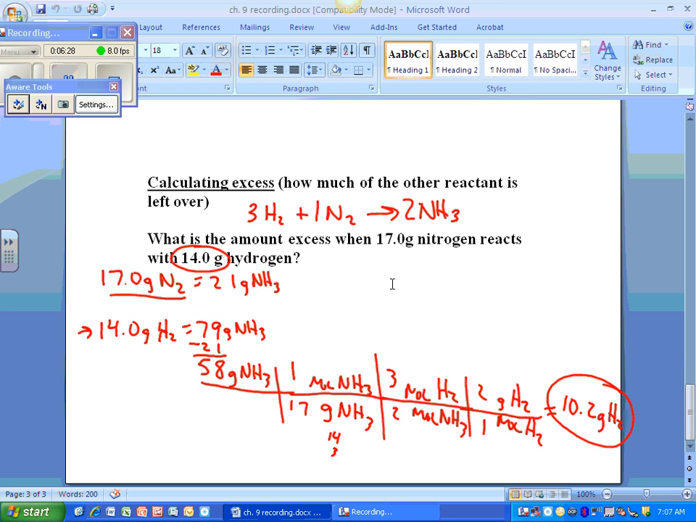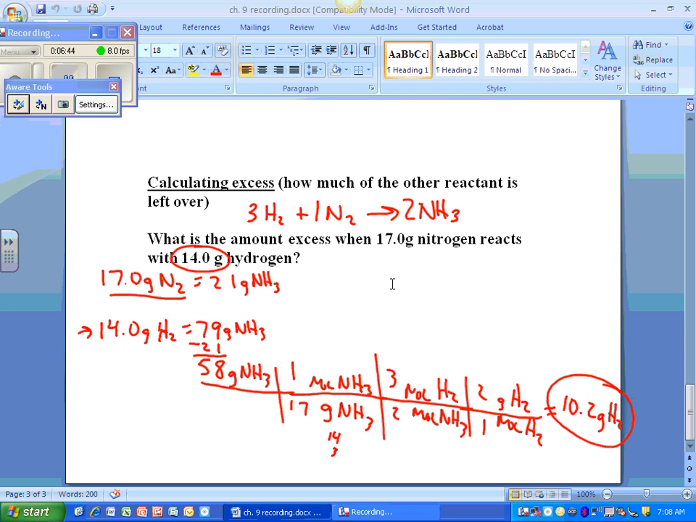I started with 14 grams. I only used roughly 4 grams in this reaction. So the rest is excess, it's waste, and that's what we want to try to eliminate when we're doing chemistry and doing reactions. We want to eliminate the waste, because what do you do with the extra hydrogen?